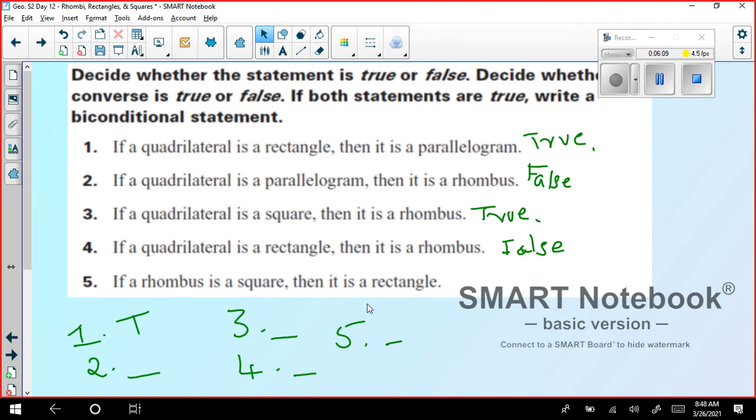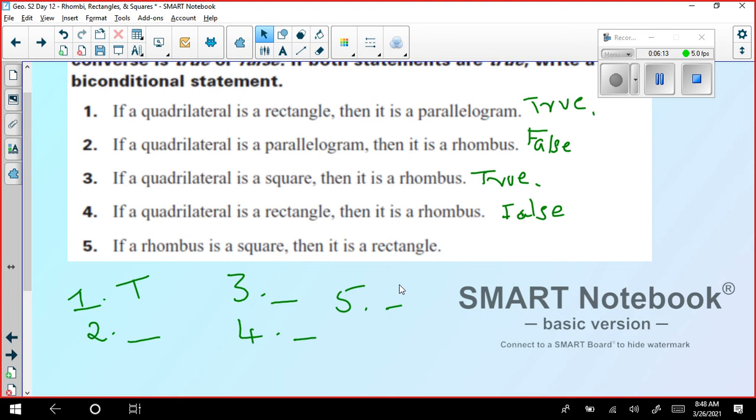If a rhombus is a square, then it's a rectangle. The definition of a square is a parallelogram which is equilateral and equiangular. The definition of a rectangle is a parallelogram which is equiangular. A square satisfies the definition of a rectangle, so therefore I can say it's true.